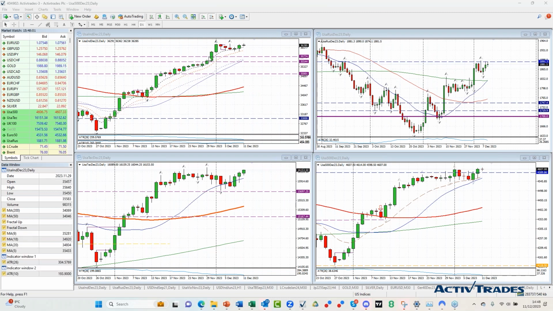Very good. Okay, so here we are at the US indices. The American markets have opened. Let's just have a quick look from the top upwards. Let's start with the Dow, shall we? Okay, let's have a quick look here.